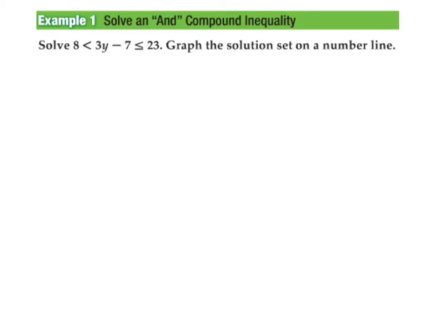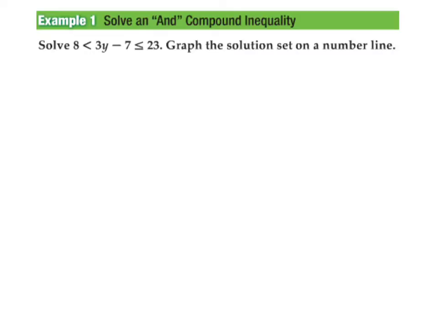Okay, and inequalities. So solve an and inequality is what this example is called, and it says solve 8 is less than 3y minus 7, which is less than or equal to 23, and it does say graph the solution set on a number line. So what I stated before is that a compound inequality is two inequalities that are separated by the word and or. Well, we don't have that here.